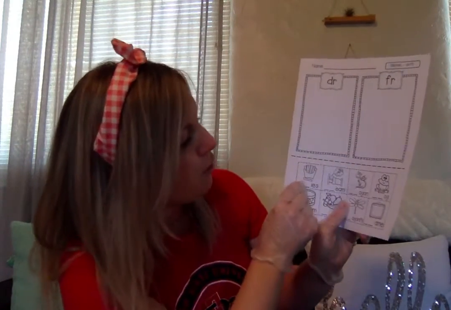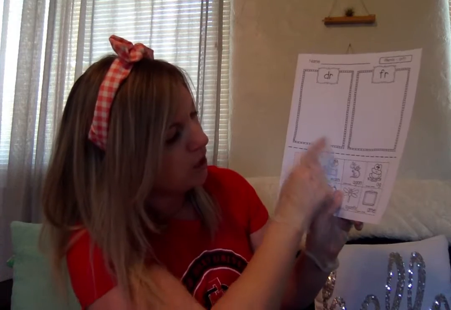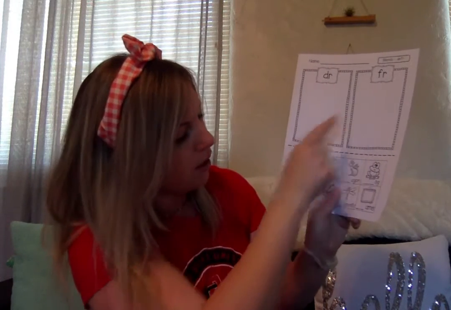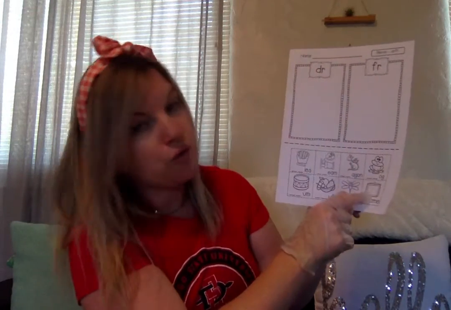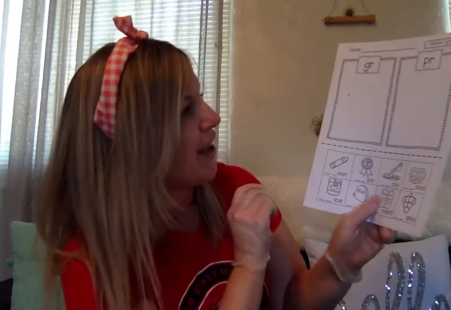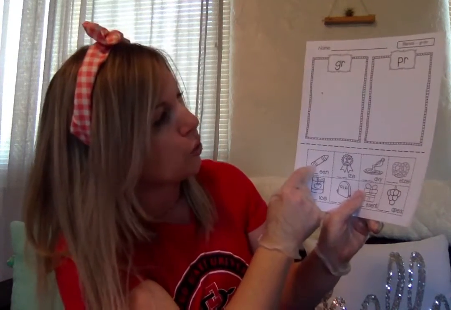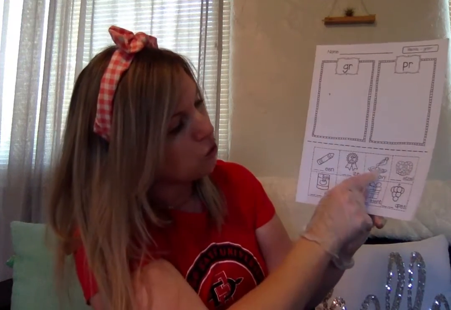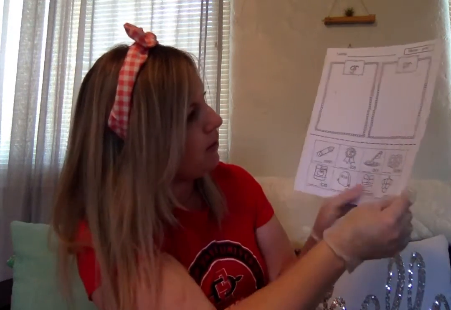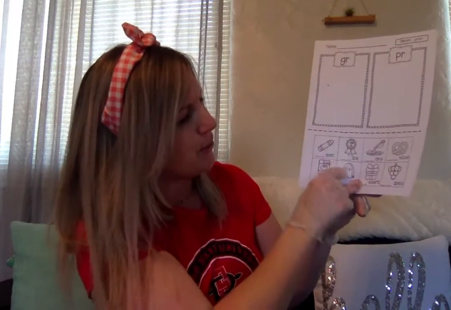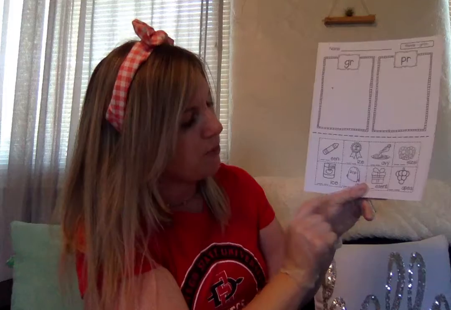These are the blends DR and FR. So fries over here, dream, dragon, frog, drum, fruit, dragonfly, frame, FR. Here we go. Again, GR and PR: green, prize, gravy, pretzel, price, grave. Did I do that? Price over here, grave over here, present under the PR, grapes on the GR side.